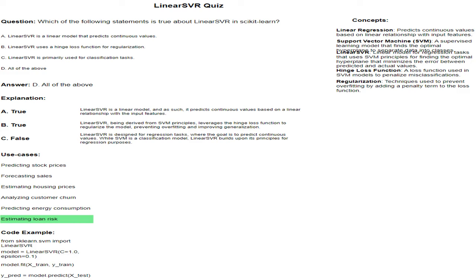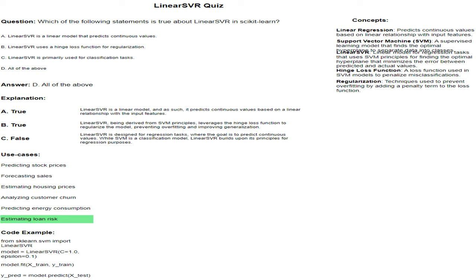Let's say you have a dataset with house prices and features like size, location, and number of bedrooms. You want to build a linear SVR model to predict house prices based on these features. Here's a simplified example with hypothetical data. Size in square feet, location code, bedrooms, price in USD.